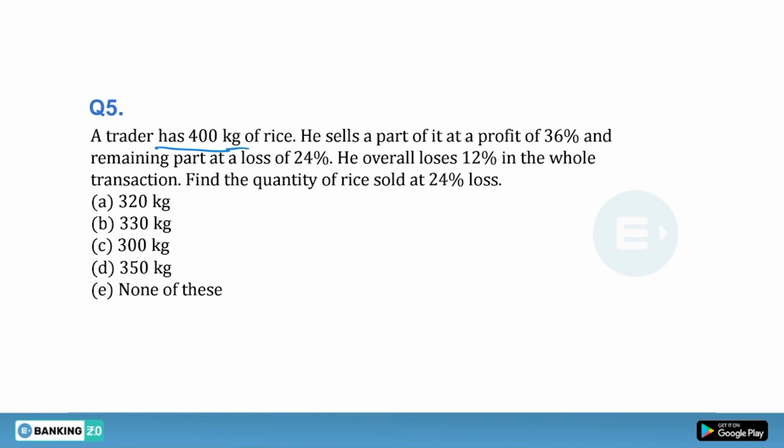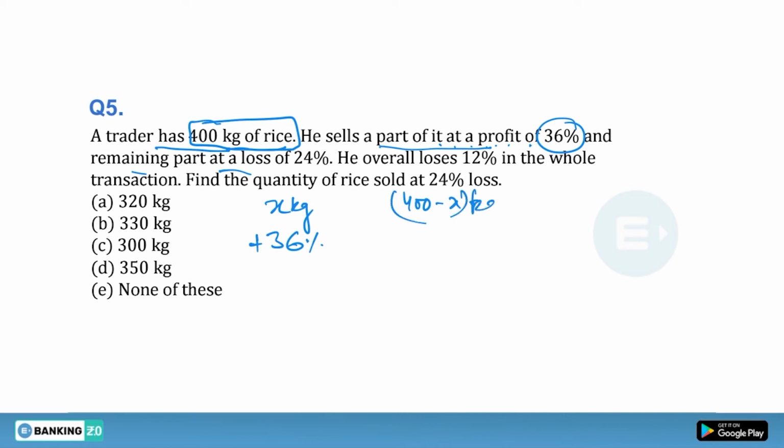A trader has 400 kg of rice. Okay, so there is a quantity of rice we are given, 400 kg. He sells a part of it, say he sells x kg of it. Then what will be the remaining? 400 minus x, obviously. He sold a part of it at a profit of 36%. And the remaining part, that means the 400 minus x kg part, he sold at a loss of 24%.